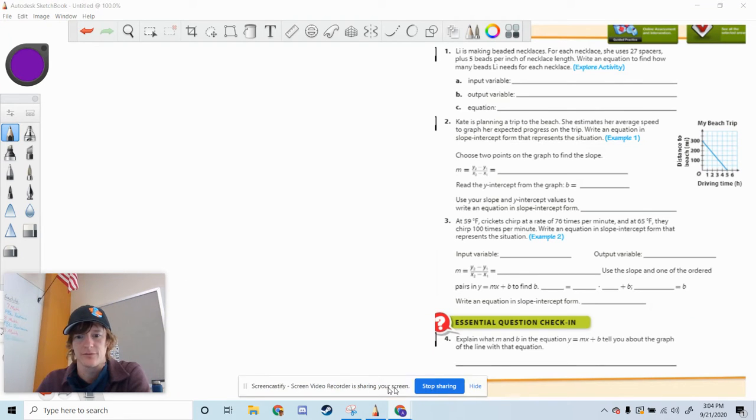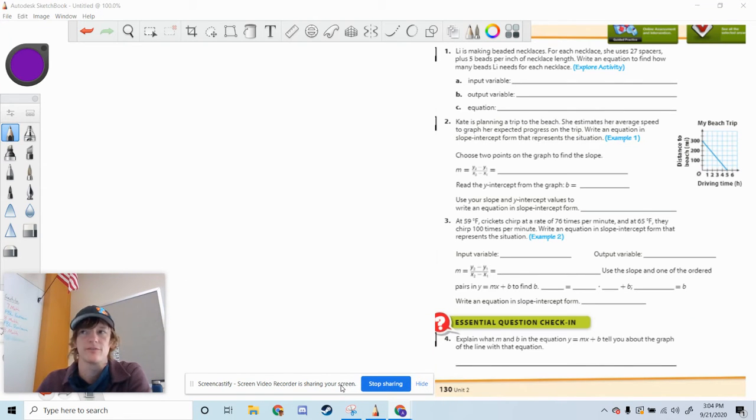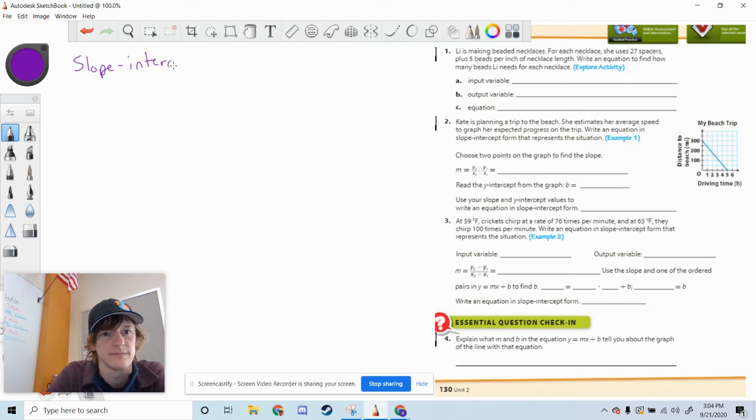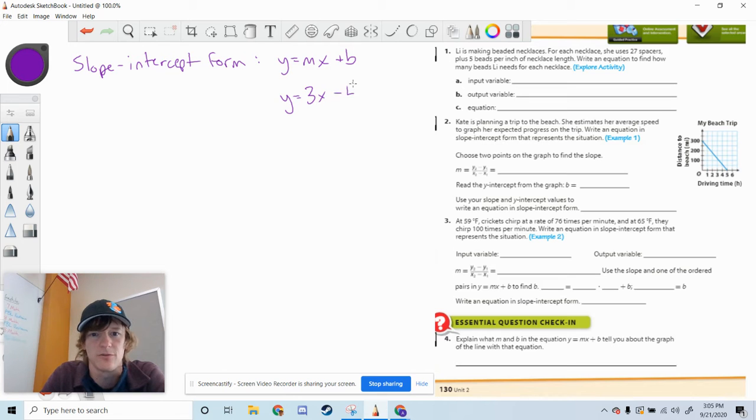This will be a video for page 130 for 8th grade. In this section, we're going to be writing linear equations. These are going to be in slope-intercept form. Slope-intercept form. That is the form y equals mx plus b. So, like an example, our equation might be y equals 3x minus 4.